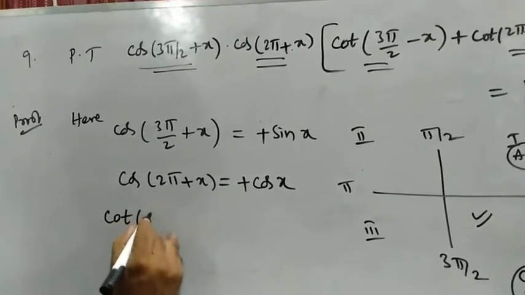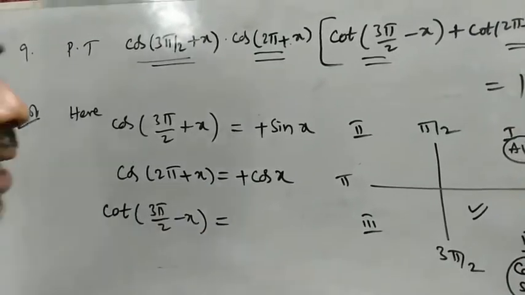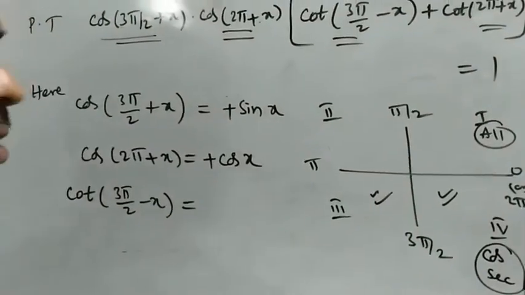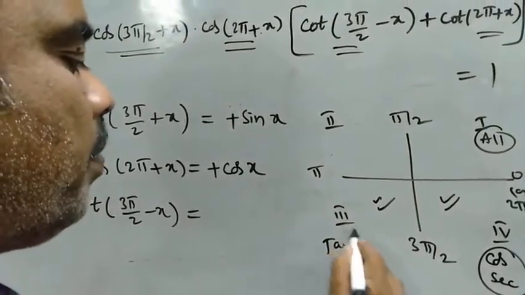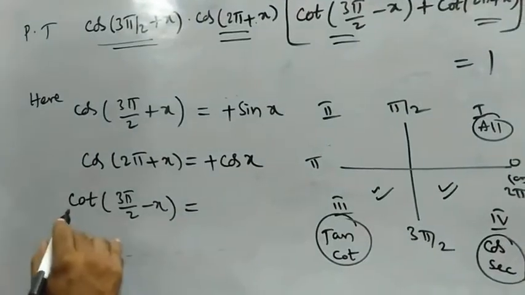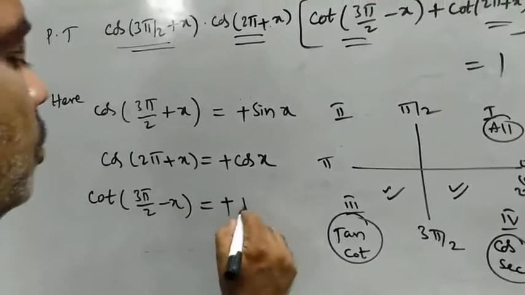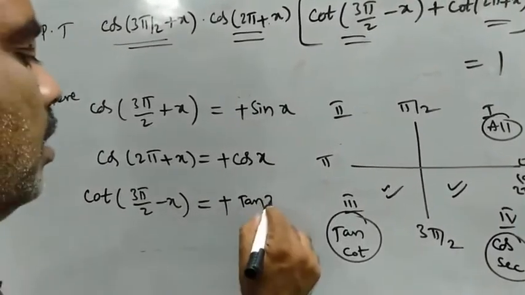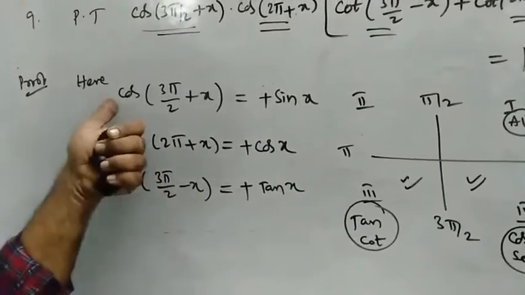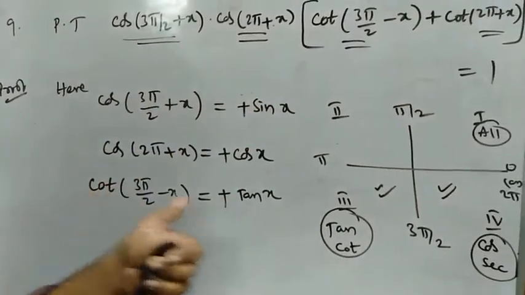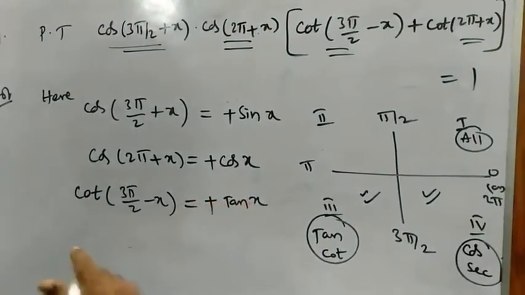Next one, coming to cot(3π/2 − x). This will come in the third quadrant. In the third quadrant, tan and cot are positive, and the remaining are all negative. Because it is cot, you will get the plus sign. It is an odd multiple, so cot changes to tan. So it is tan x.